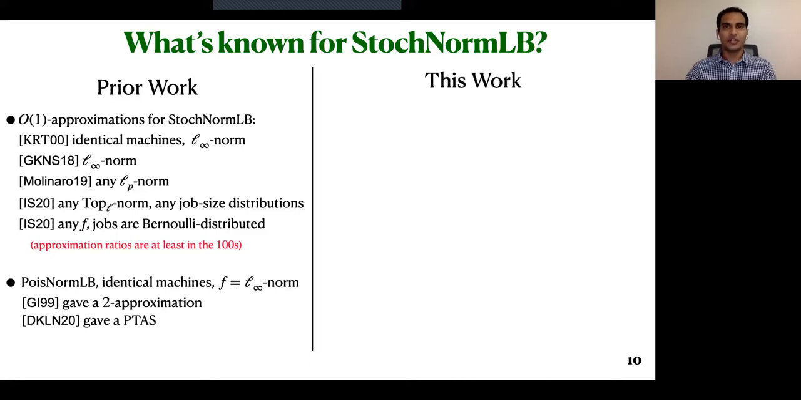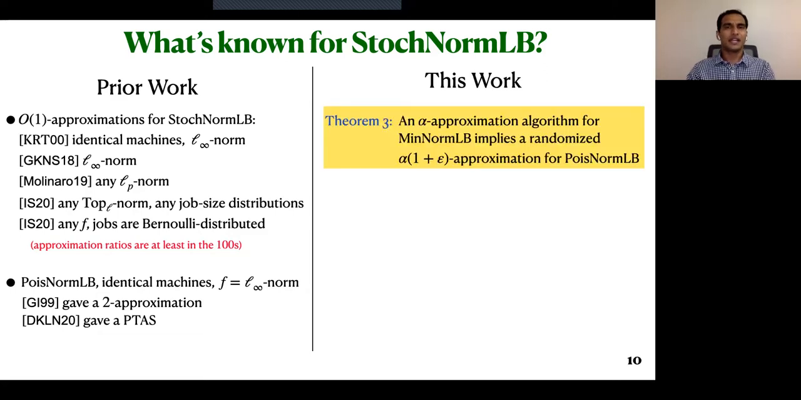Now I'll mention our contributions to Poisson minimum norm load balancing. Our main result here is a very simple and beautiful reduction from Poisson minimum norm load balancing to deterministic minimum norm load balancing, where we lose a 1 plus epsilon factor in the reduction. The main feature of our reduction is that it preserves the machine environment.